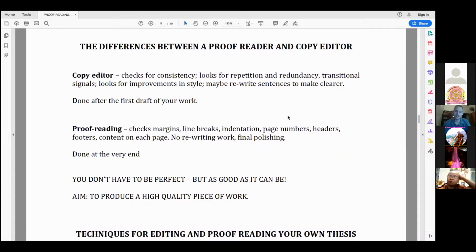Redundancy means just, are you using words unnecessarily? Maybe they will remove some words. Well, you don't need to use that word. You can delete that word.